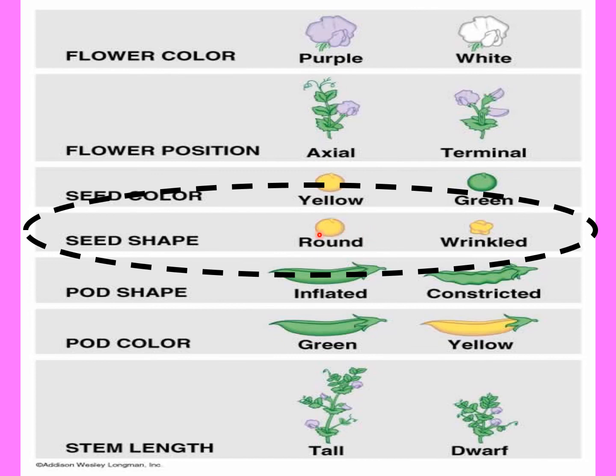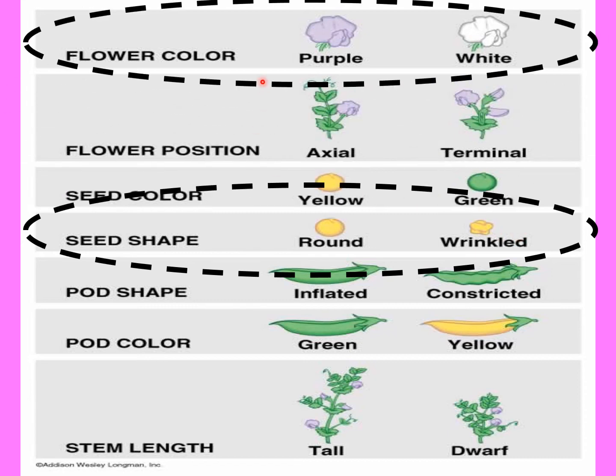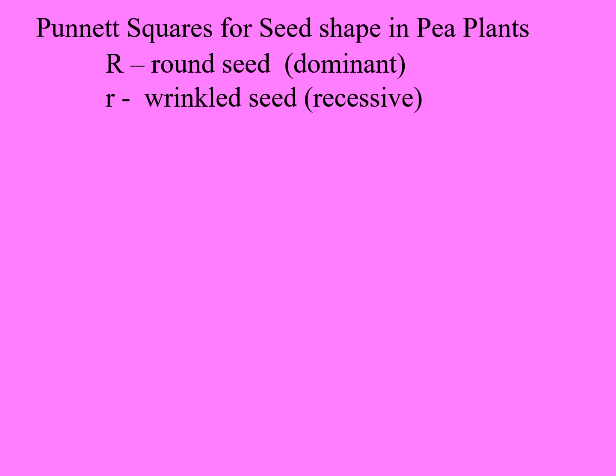Let's look specifically at seed shape, where round seed shape is dominant to wrinkled. And let's look at flower color, where purple flowers on pea plants are dominant to white flowers. Let's see if we can practice some more on Punnett Squares. Okay, so again, in pea plants, round seeds are dominant. We're going to use capital R. Wrinkled seeds are recessive. We're going to use lowercase r.